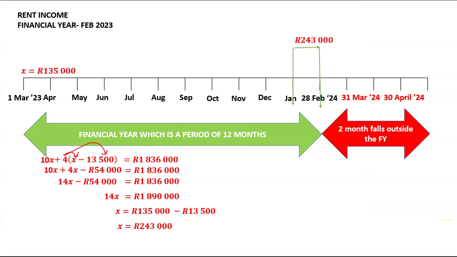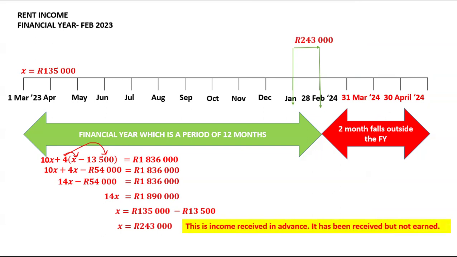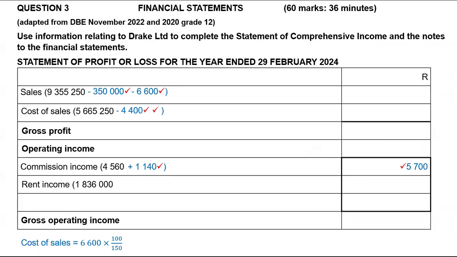And that rent for March and April, I need to subtract it from my rent income. And when I reduce income, it decreases your asset or creates a liability. Here, because I am reducing income, it will create a liability, which is income received in advance. A decrease in income results in the creation of a liability or a decrease of an asset. That is why here, when I record this, I am simply going to reduce rent income with those 2 months that fall outside the financial year. And that will be 243,000.